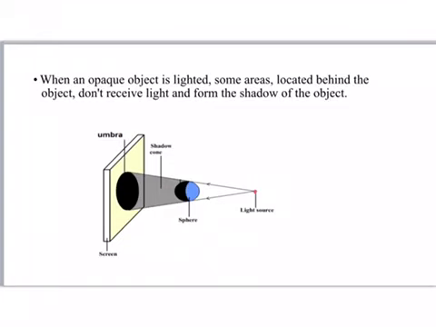We take two limit rays, one to the upper side of the object and the second to the lower side of the object. In this area, no light reaches, so we have an umbra where none of the light is reached, and this area is lightened. So I have one shadow.